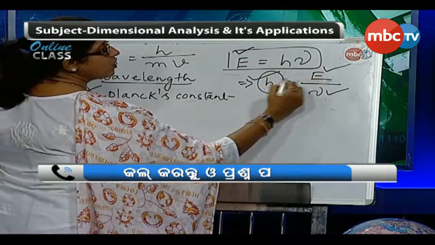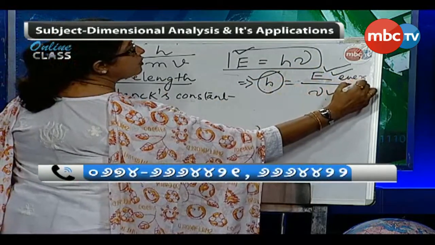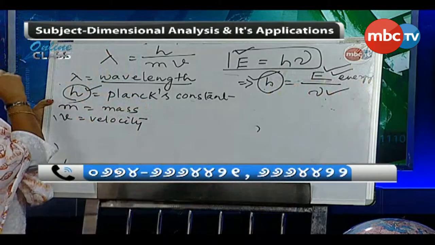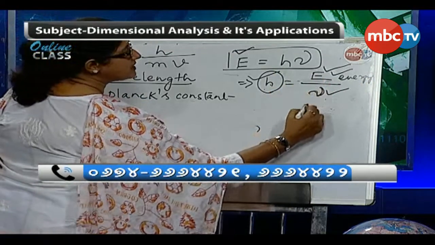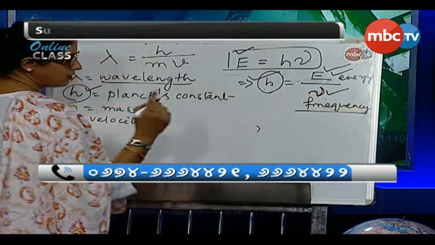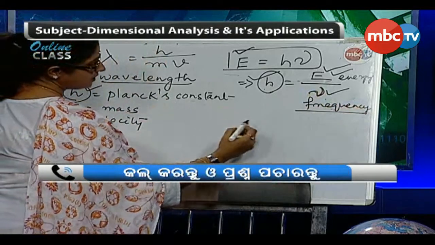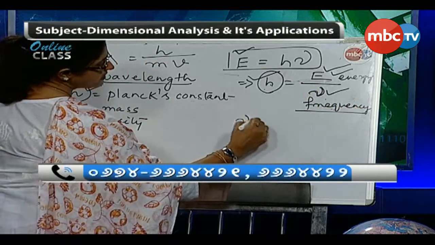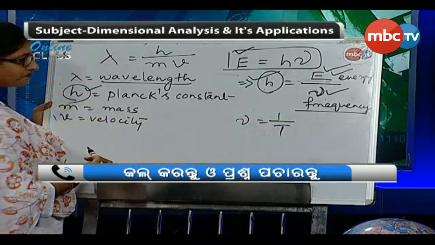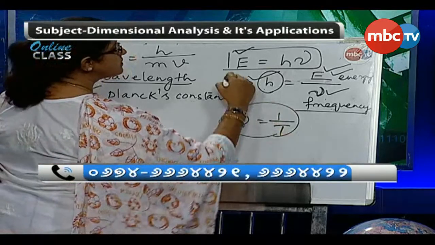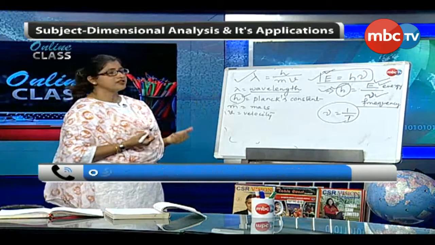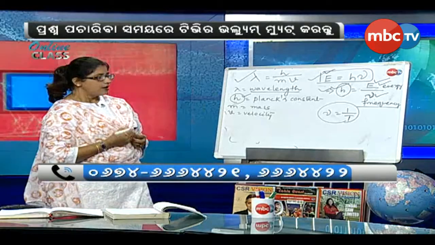H is Planck's constant, E is energy. I am not going to solve it, you have to solve it. I am just explaining how you are going to solve it. And nu is frequency. Frequency you will study in a later chapter, but you must have the basic idea. Frequency is equal to 1 upon time period, or 1 by time. So use these formulas and check whether this equation is dimensionally correct or not.